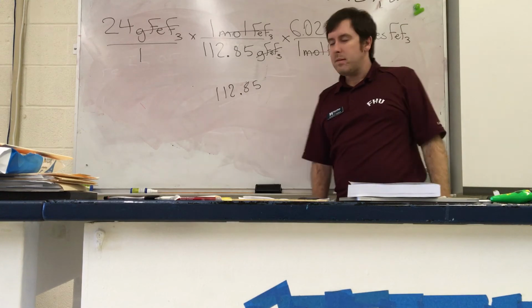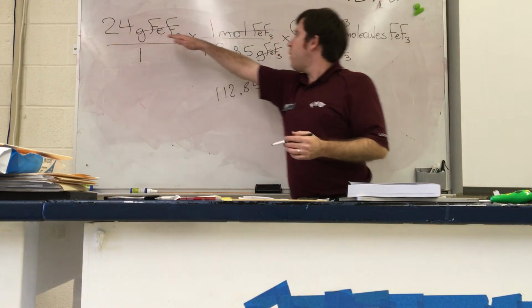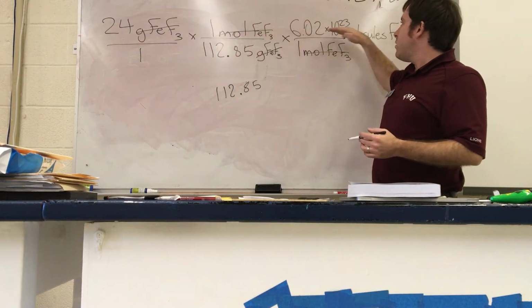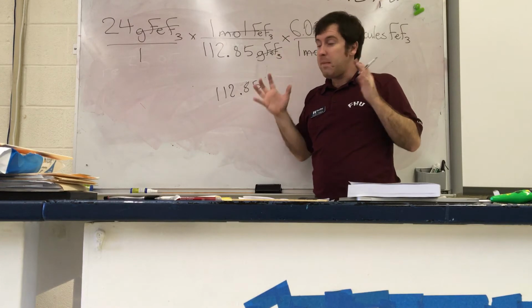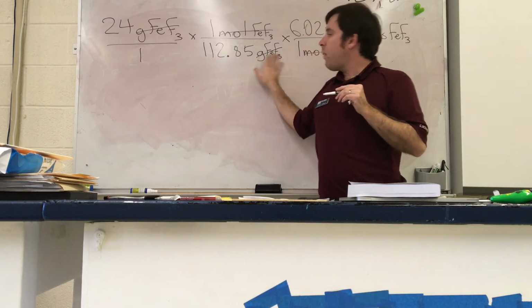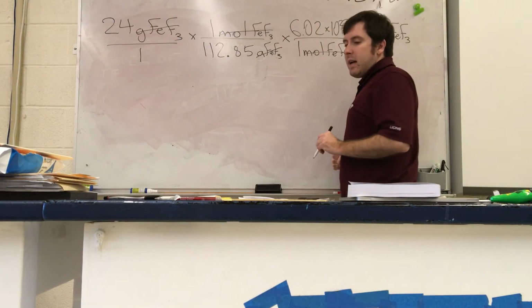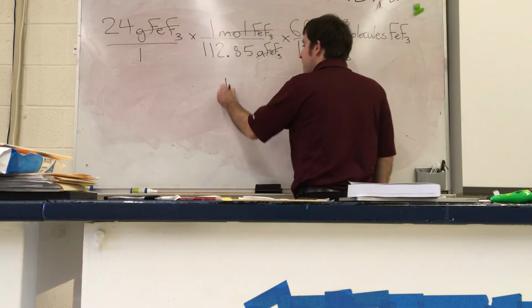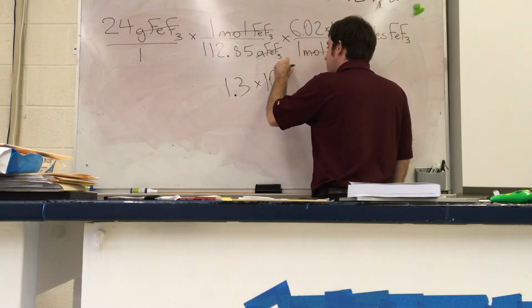Now we just got a math problem. You can type all this into your calculator. You've got 24 times 6.02 times 10 to the 23rd. I would put that in parentheses in your calculator if you're going to type it in. And then divide it by this number right here. When you type it in your calculator, it should come out to something around this. You may round it off a little differently, but I rounded it based on significant figures.